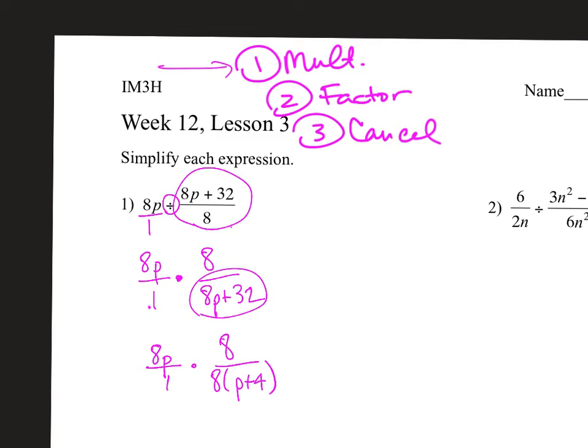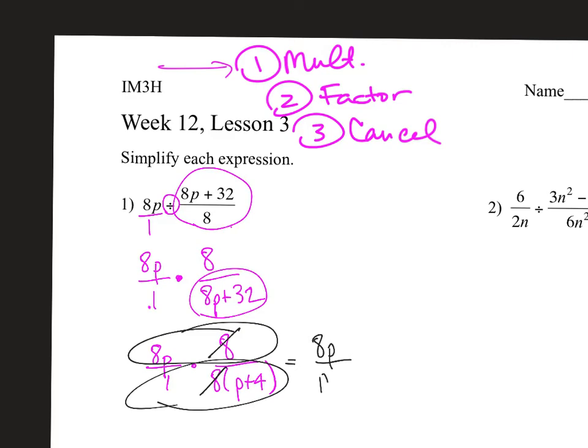All right, and then step 3 is to cancel whatever I can, top and bottom, that are identical or opposite. So I can cancel this 8 with that 8, right? And my final answer is whatever's left on the top multiplied together, and whatever's on the bottom multiplied together: 8p over p plus 4. Okay, let's try this next one.